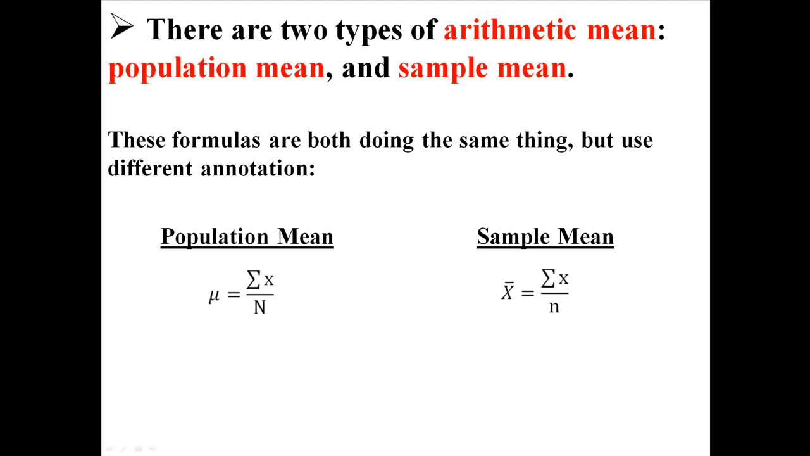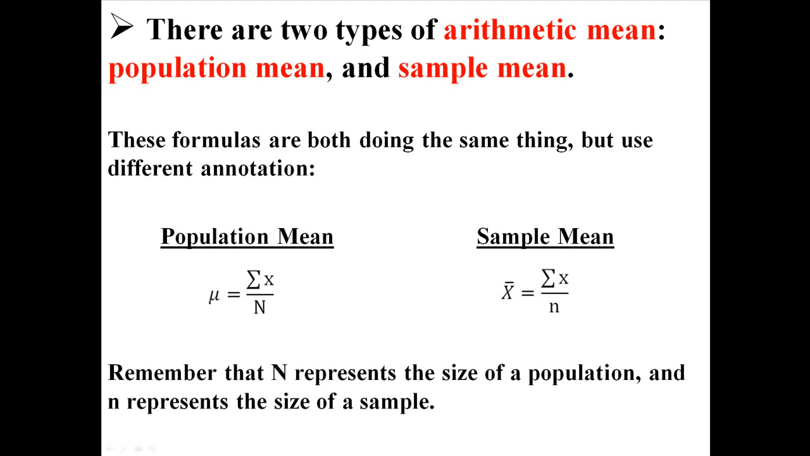Notice that you're adding together all the x's. That little E-looking thing next to the x means the sum of. It's called sigma, the sum of all x divided by the number of x's you have. Notice that the capital N represents the size of a population, and the lowercase n represents the size of a sample.